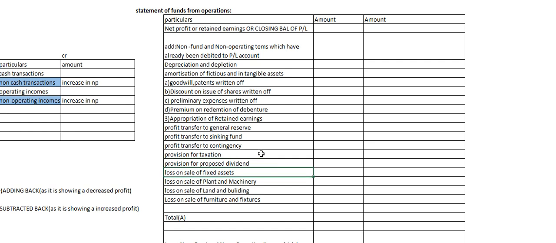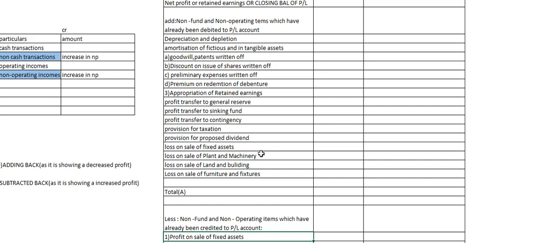Next is your loss on sale of assets. Either it can be your fixed asset, plant and machinery, land and building, furniture and fixtures. Any sale that is made of an asset will involve two kinds: one could be a profit or one could be a loss. When it is a loss, it is a non-operating expense, and when it is a profit, it's a non-operating income. When it is a loss, you will add it. When it is a profit, you will minus it from your net profit in order to calculate your funds from operation.